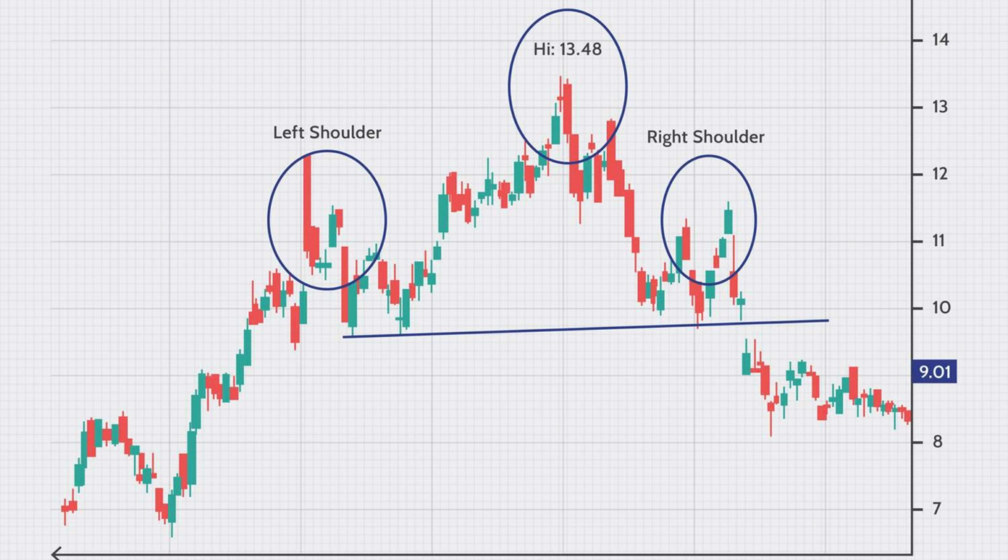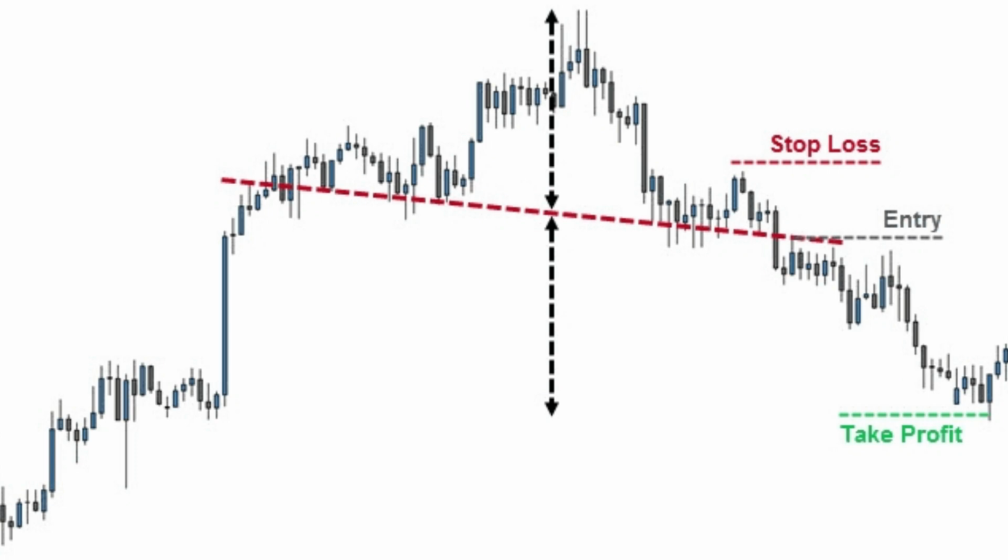It's important to note that the neckline can also act as a resistance level if the price attempts to rally back up after the break. Traders often use this retest as an opportunity to enter short positions or tighten their stop-loss orders. To calculate the potential price target after the breakdown, we can measure the vertical distance from the head to the neckline and project it downward from the breakout point. This gives us an estimate of how far the price might fall.